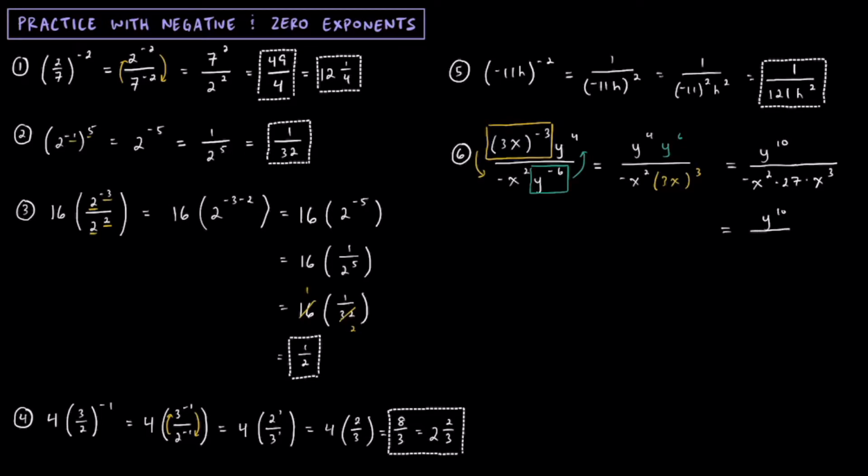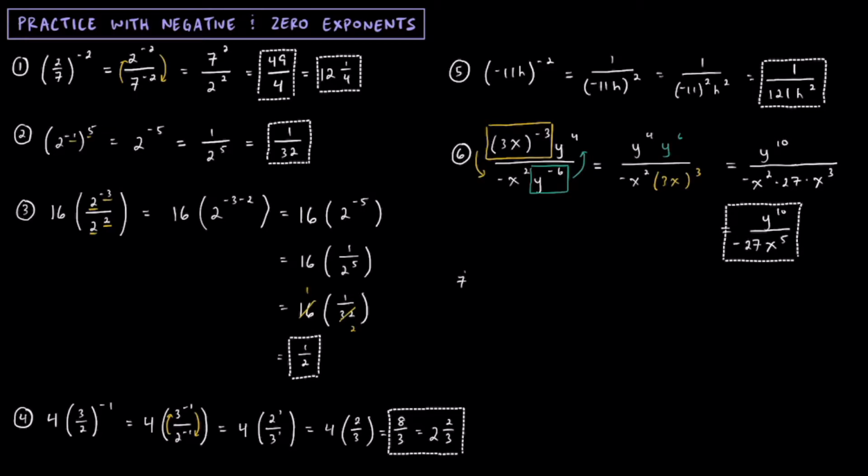But in the bottom, 27 can be written first as a coefficient, and there's a negative from the negative x squared, and then x to the 2nd times x to the 3rd is going to be x to the 5th power. So we're just multiplying the numbers together, so negative 1 and 27 make negative 27, and then the x to the 2nd times x to the 3rd is x to the 5th.